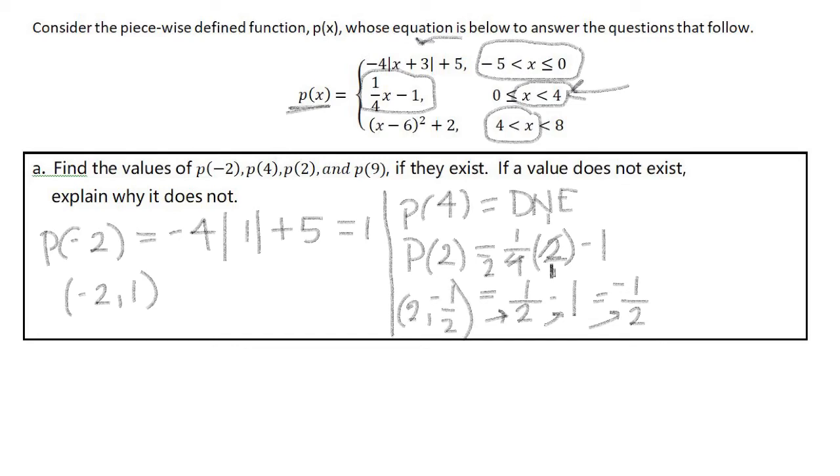All right, and then for our last value, we needed to find P at 9. And so again, go look and see, well, where would 9 fall? Well, 9's not between -5 and 0, or 0 and 4, and 9's not even between 4 and 8. So this is going to be another value that would not exist.